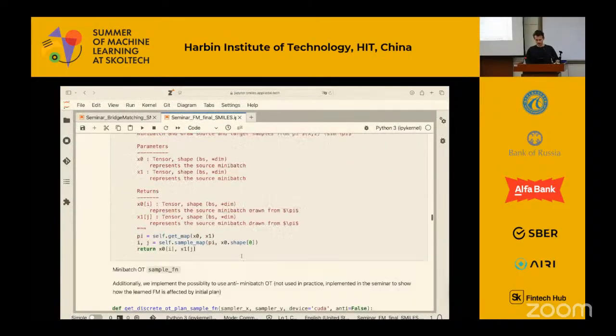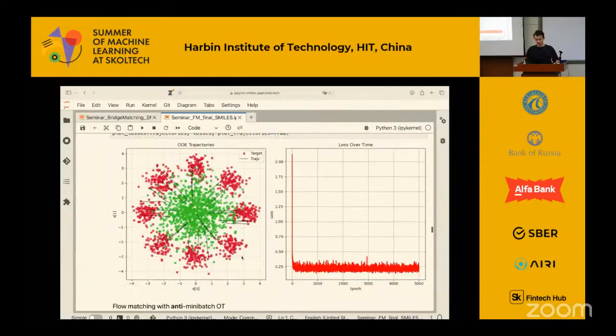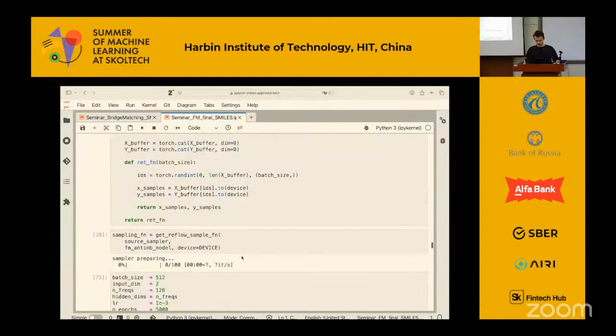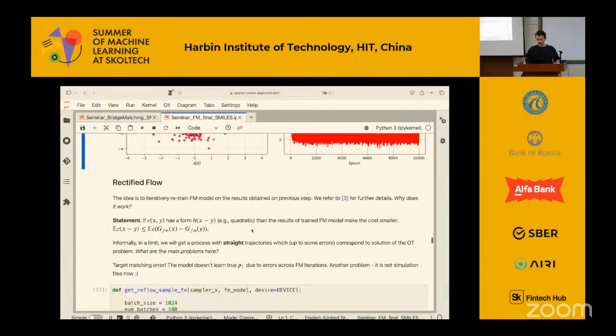Why do we need it at all? Because it is known that if you consider a sequence of flow matchings that are trained using previous flow matchings as a transport plan, then with each flow matching, your trajectories get straighter.